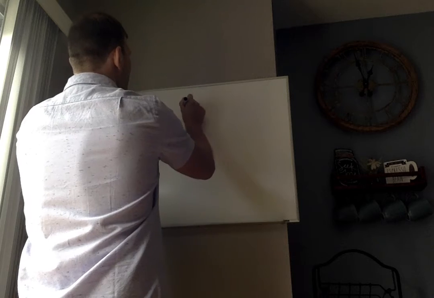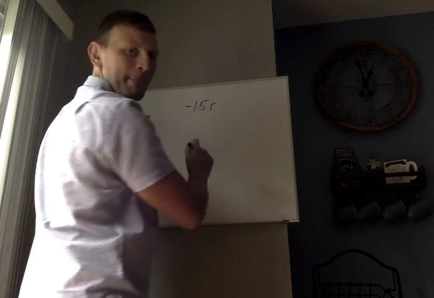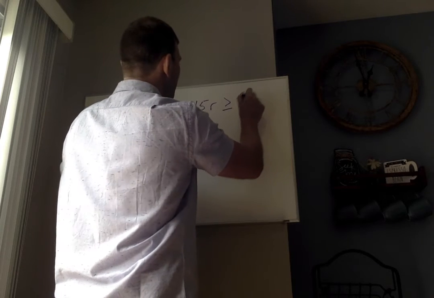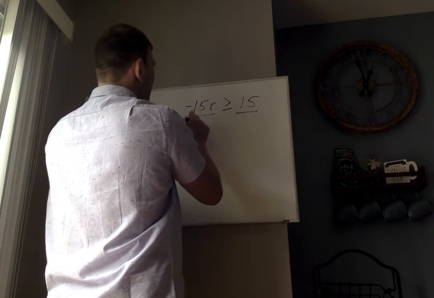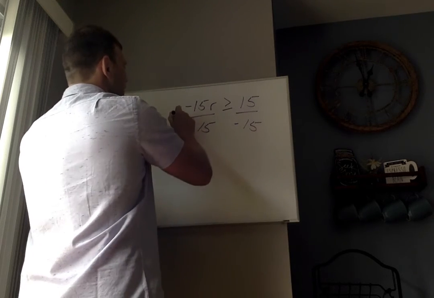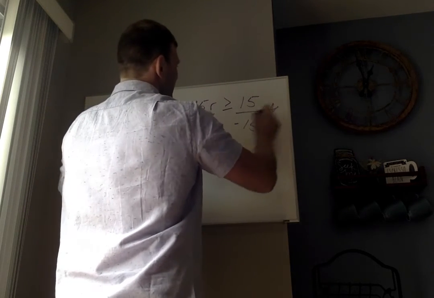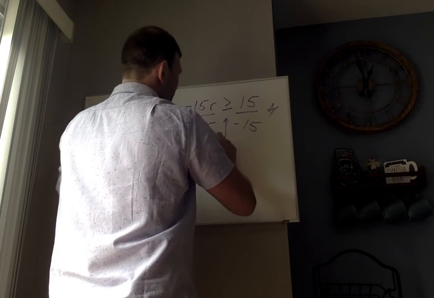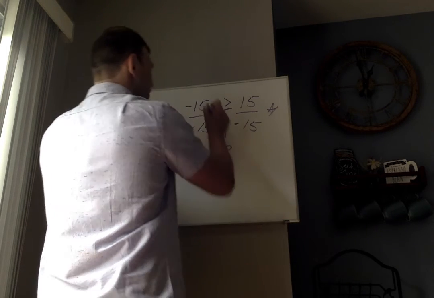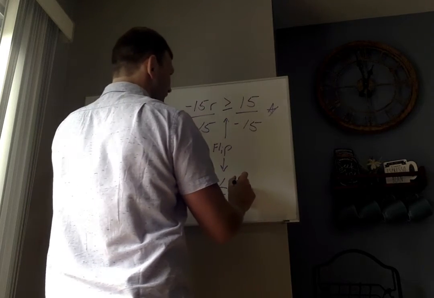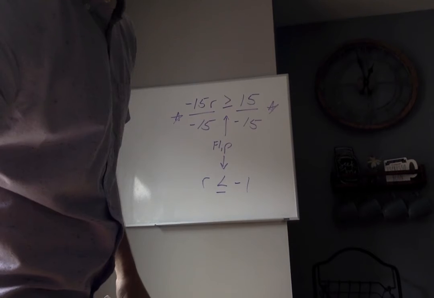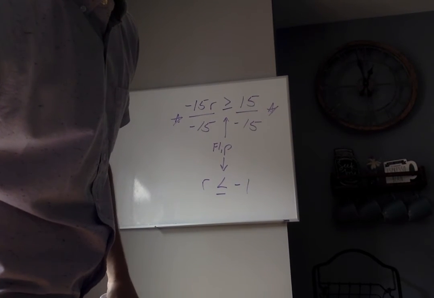So we have negative 15r is greater than or equal to 15. So now I'm going to divide by the number in front of r, and that number is negative 15. So here, I need to flip my sign. So I was eating the r, and now I'm not. So I have r is less than or equal to negative 1.